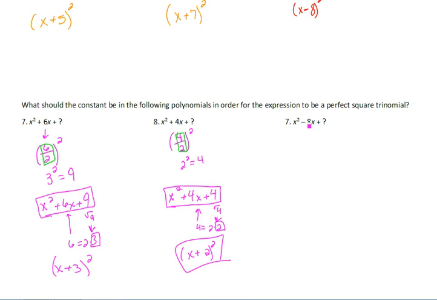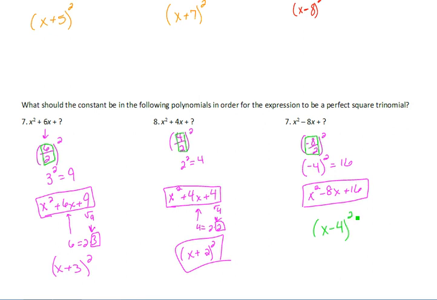One more. Let's try this. We now have a negative 8, and we're dividing that by 2 and squaring it. Negative 8 divided by 2 is negative 4. Remember, any negative number squared is positive. So a positive 16 would go right here. x squared minus 8x plus 16 would give us a perfect square trinomial. What would this look like if we did factor it? Negative 8 divided by 2 is negative 4, so this would be x minus 4 squared.